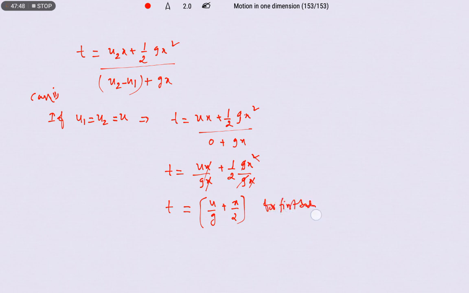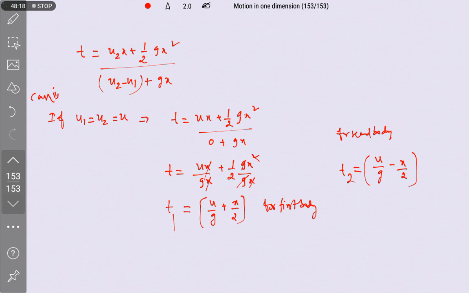Then what about the second body? For the second body, u by g minus x by 2. This is for the second body. For the first body I am taking t1, for the second body I am taking t2. So in this way we can simplify the problem related to the object thrown vertically upwards. And let us plot the graphs related to when the object is thrown in the vertically upward direction.